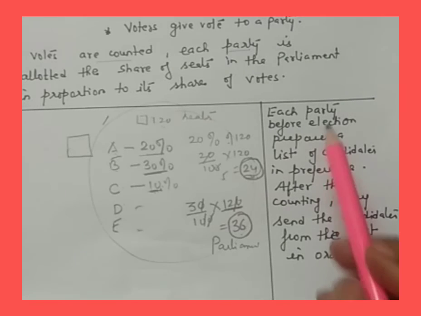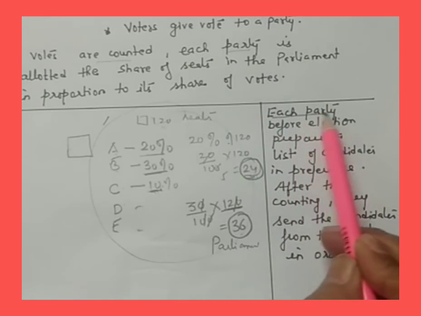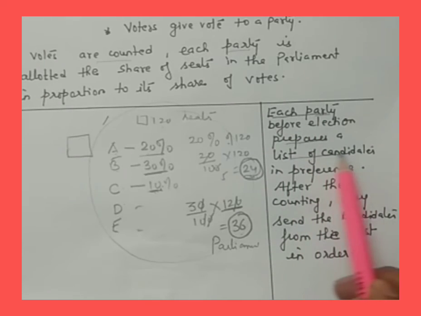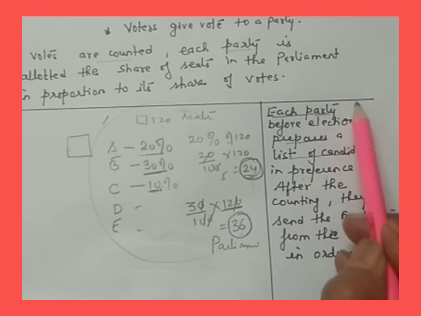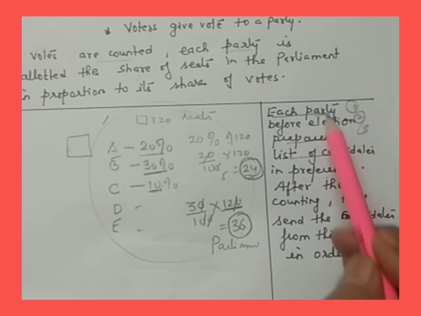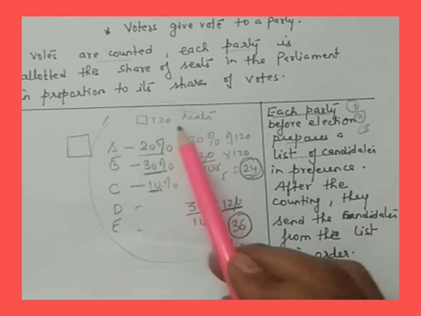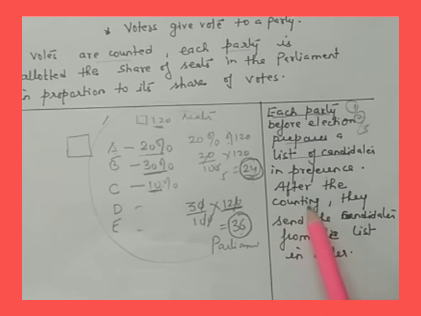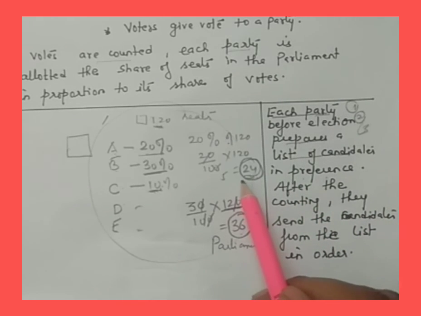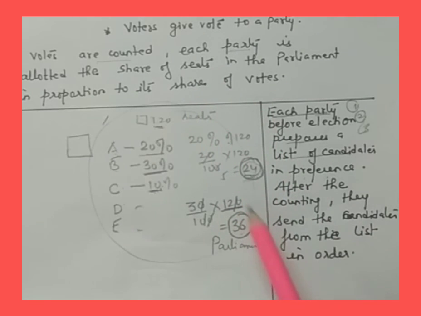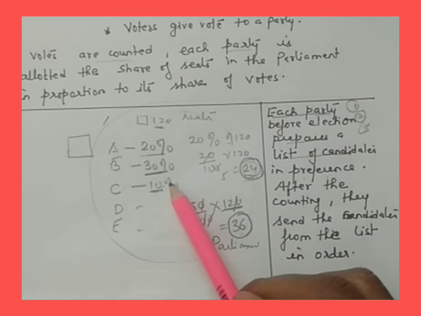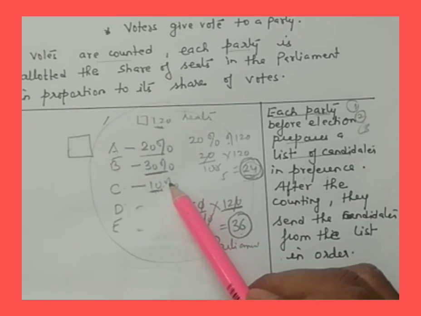To avoid this, what is done? Before the election itself, each party prepares a list of candidates in order of preference. So the most preferable candidate will be number 1, then second, third. This way they prepare the list of candidates. Since there are 120 seats, they prepare a list of 120 candidates, and after the election, if they are allowed to send 24 members, the first 24 members become the members of parliament. So this method is called proportional representation, because in proportion to the percentage of votes, they are allowed to send representatives to the parliament.